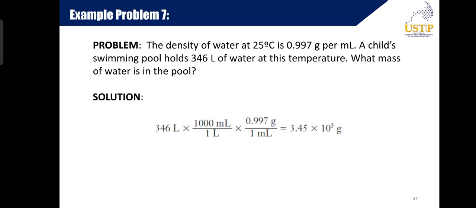346 liters times 1,000 ml in 1 liter, times 0.997 grams over 1 ml, which is the density. Using the canceling out, cancel liters, cancel ml. So what will remain will be the grams. So overall, the calculation is 3.45 times 10 to the power of 5 grams, still following the significant figure rule and the scientific notation.